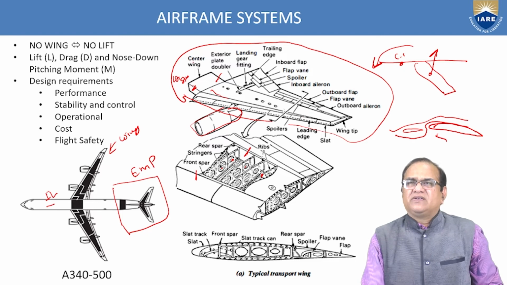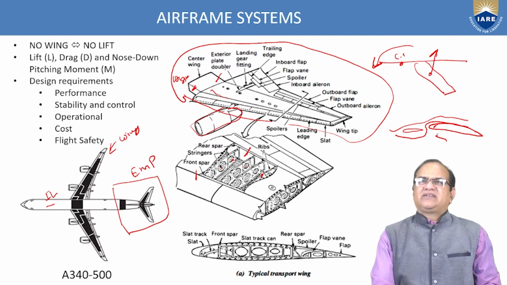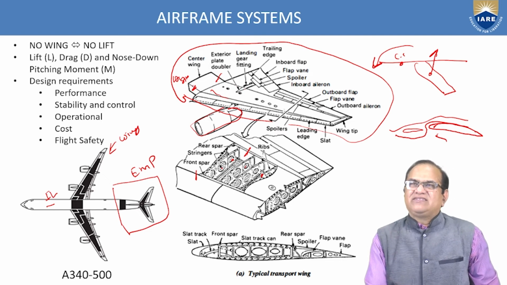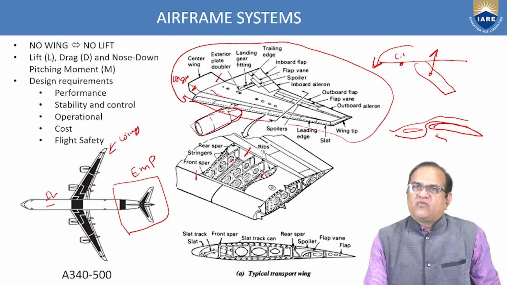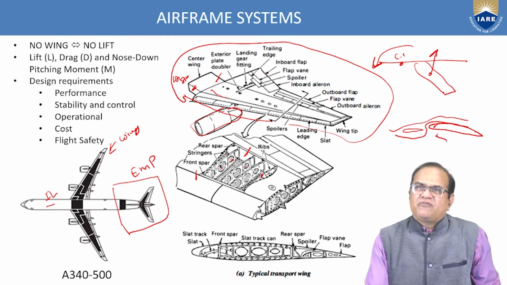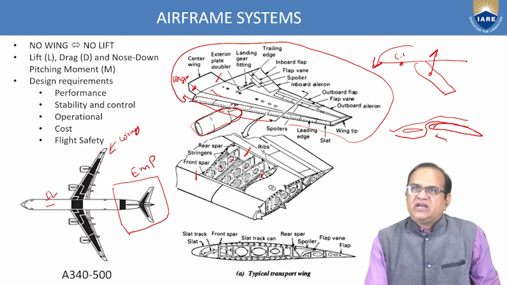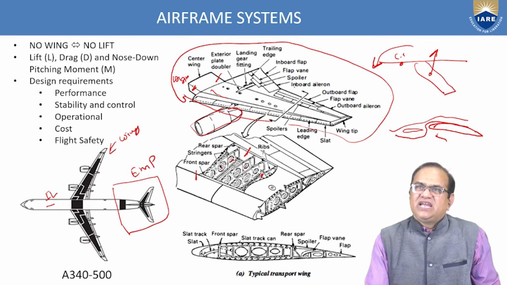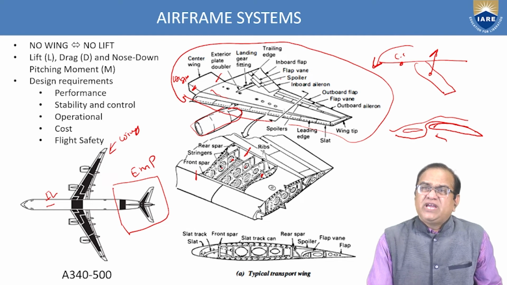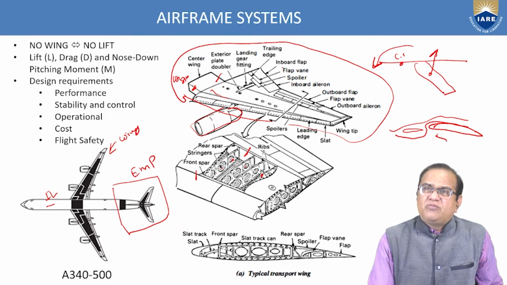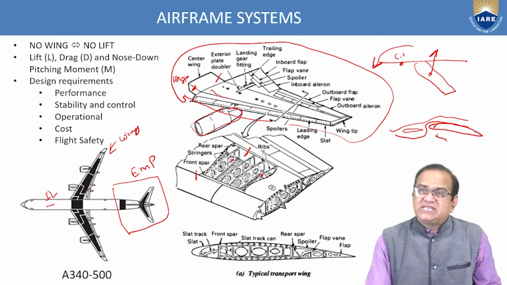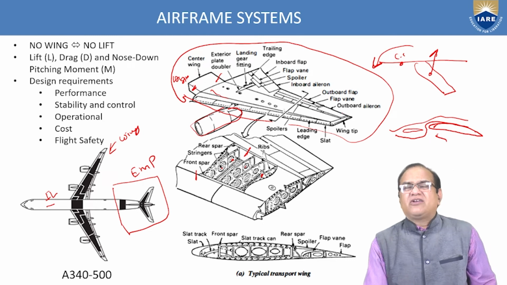Then we have here the center wing, exterior plate, doubler here. You can see here, these are to generate the additional strength. Then we have the trailing edge, inboard flap. We have the two types of flap, inboard and outboard. Inboard flap vane here. Spoilers are here. Inboard ailerons are here. So here we have inboard ailerons and outboard ailerons. We have inboard flap and outboard flap, means it is two flaps and two ailerons in each wing.